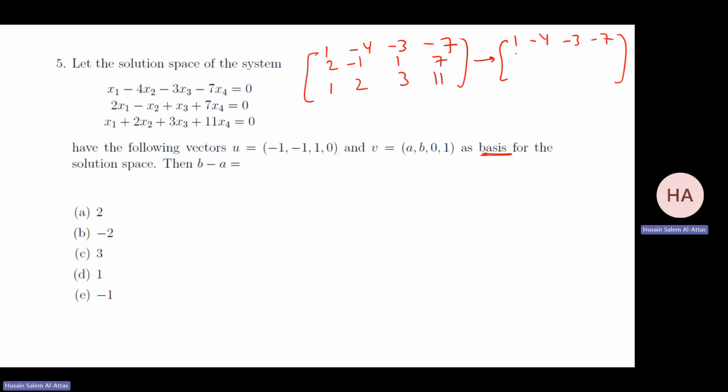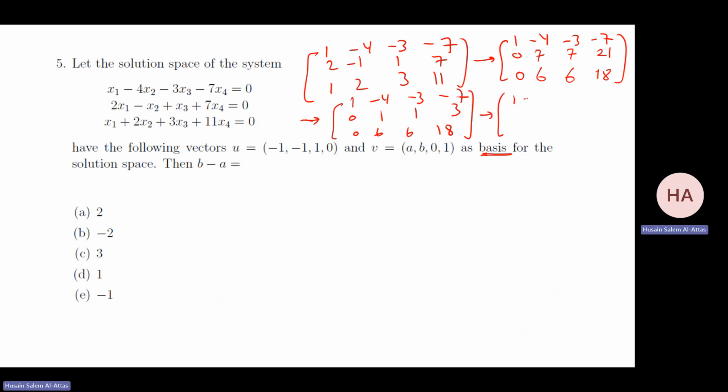Multiply by minus 2 and add, be careful now. 0 by minus 2 and add, that will be 7. By minus 2 and add, that will be 7 also. By minus 2 and add, that will be 21. By minus 1 and add, that will be 0. By minus 1 and add, that will be 6. By minus 1 and add, that will be another 6. By minus 1 and add, that will be 18. So divide the second row by 7. That will be 0, 1, 1, 3. This is as is.